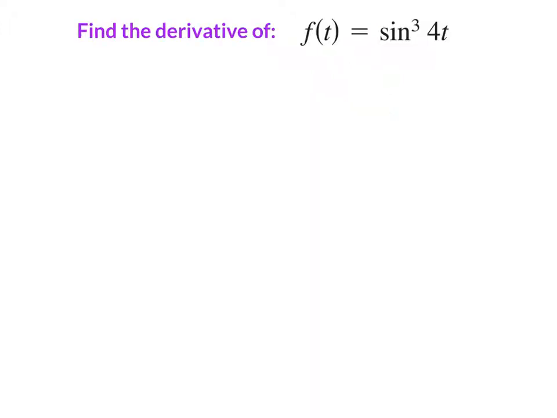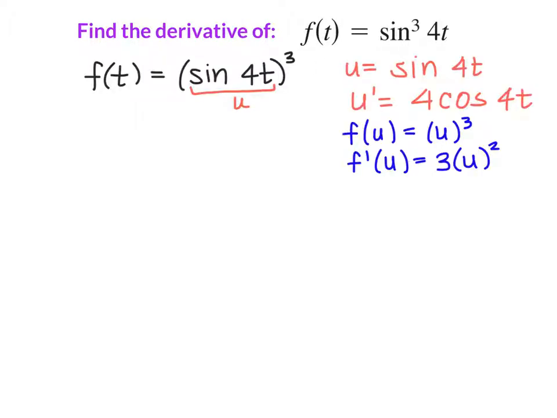Now let's work through this example. So let's say I have f of t is equal to sine cubed of 4t. The first thing I'm going to do is rewrite f of t. And I'll rewrite that as the quantity of sine of 4t all to the third power. And I'm going to make my u the sine of 4t because when I use the rule from the last slide, u prime becomes 4 cosine of 4t. And so I can also write my f of u, which is u cubed, and so the derivative of that is going to be 3u squared.